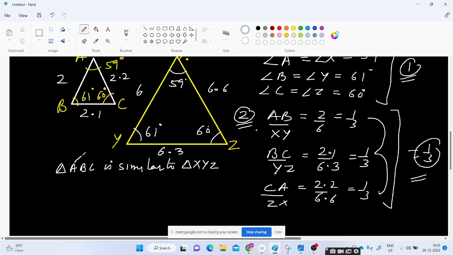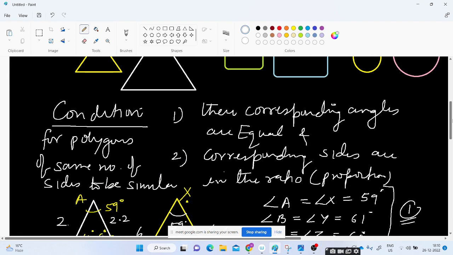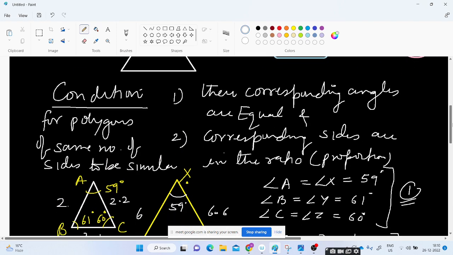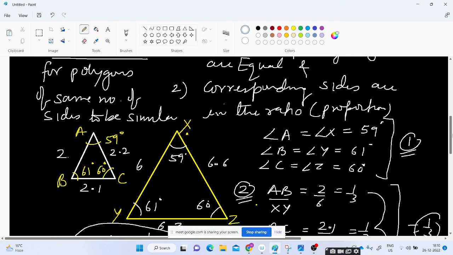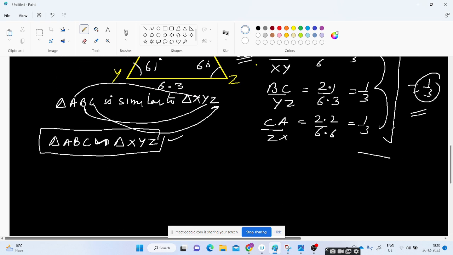There is a correspondence. First angle is equal to first angle X, B is equal to Y, and C is equal to Z. This order is important. The symbol for similar triangles is this horizontal S-type shape. We can say triangle ABC is similar to triangle XYZ. So this is the first understanding: two polygons with the same number of sides are similar if their corresponding angles are equal and corresponding sides are in the same ratio. This one is important.